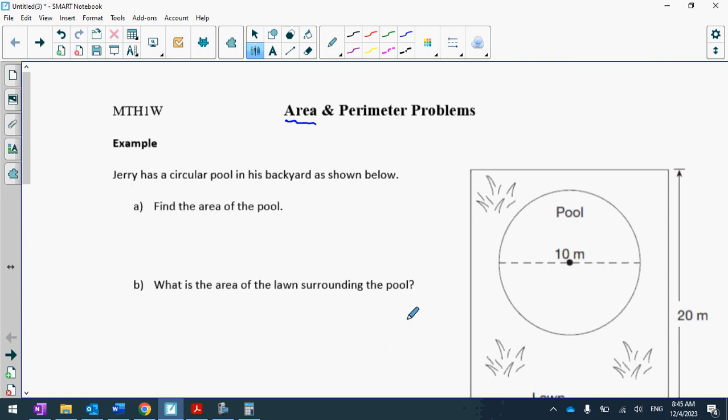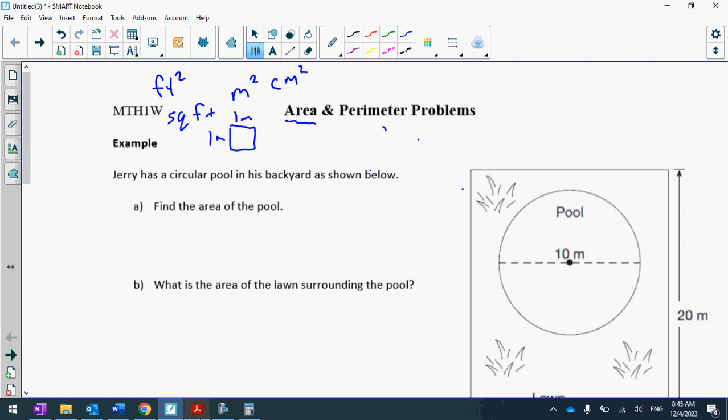So area units might be meters squared, centimeters squared, or square feet. For example, a meter squared is just a box that's 1 meter by 1 meter. A centimeter squared is a 1 centimeter by 1 centimeter square, and so on. And then perimeter, of course, is just the distance around an object.